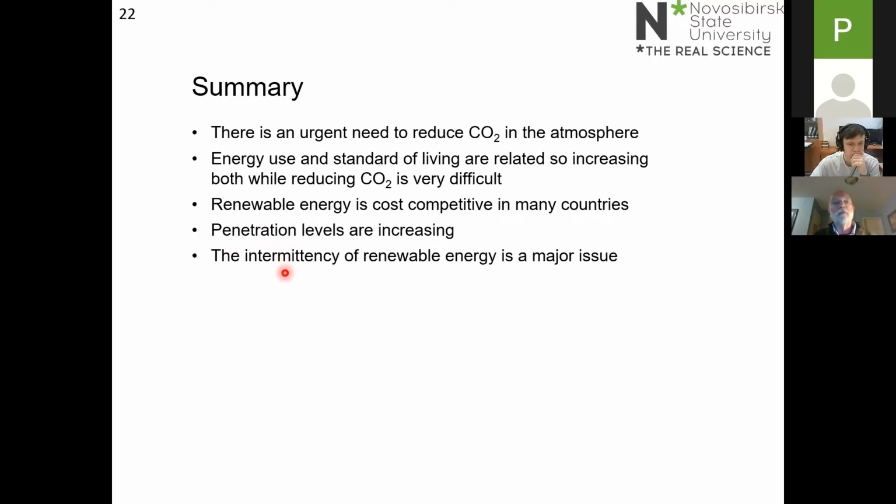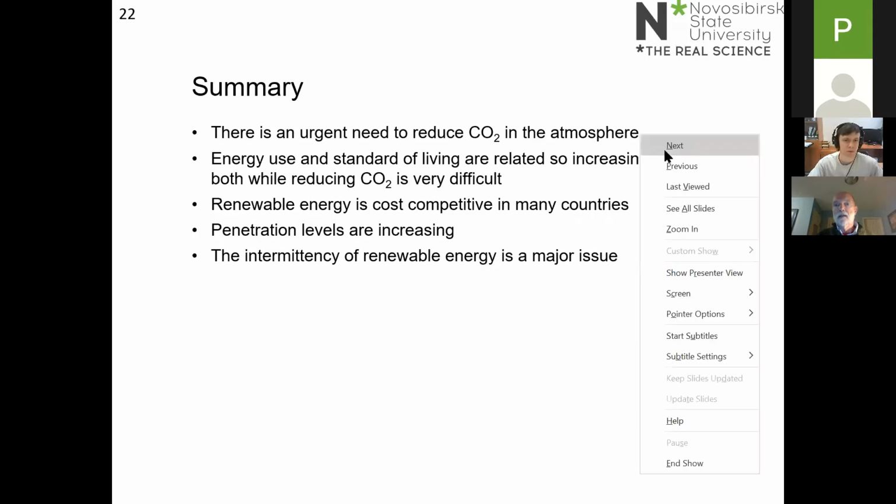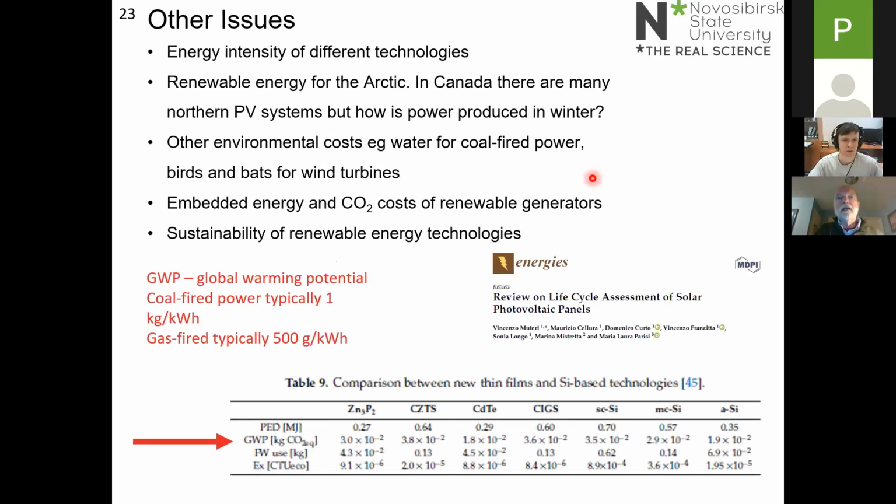And I've given you some indication that the intermittency of renewable energy is a major issue when we look at how renewable energy integrates with an electricity grid. And we're going to be spending quite a lot of time in this course looking at issues of intermittency and how systems can deal with it. Okay, here's some other issues.